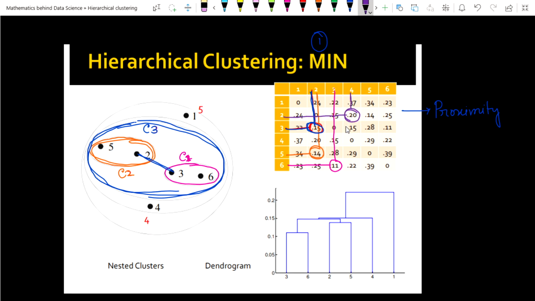0.20 means 2 and 4, but 2 is already picked up in cluster C3 in the previous stage. So just see this distance. Based on this minimum distance, we make this the whole cluster, C4. This is now C4.